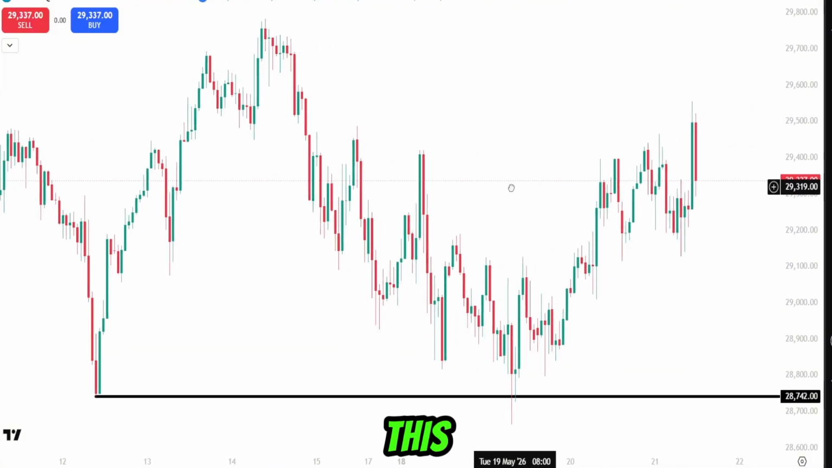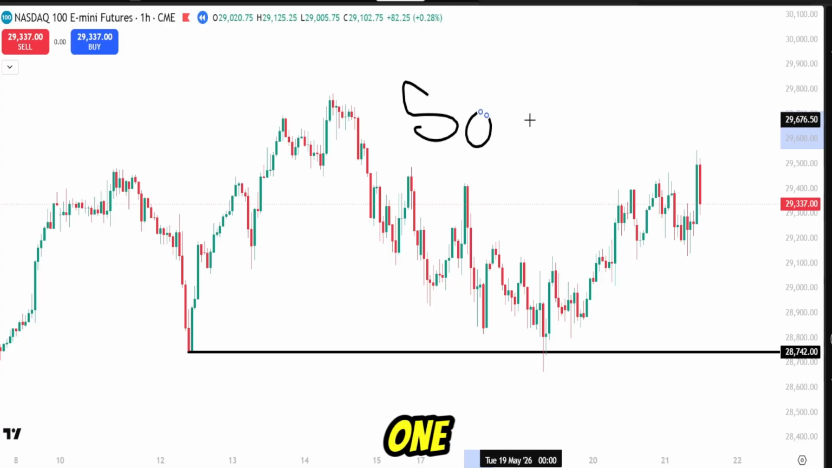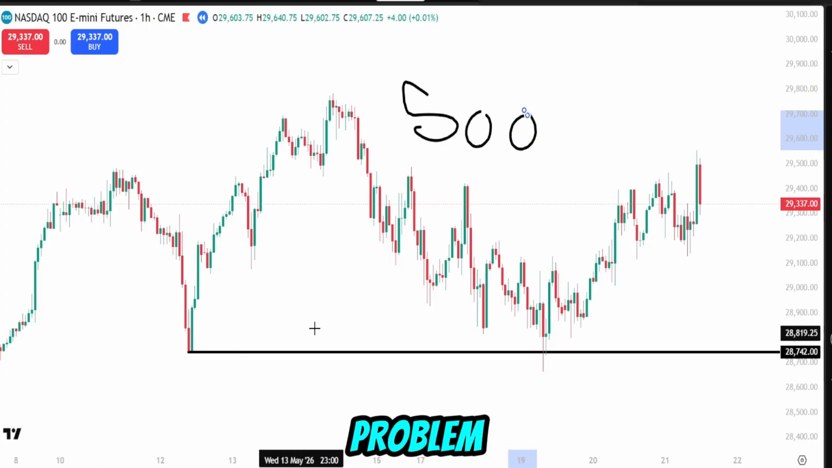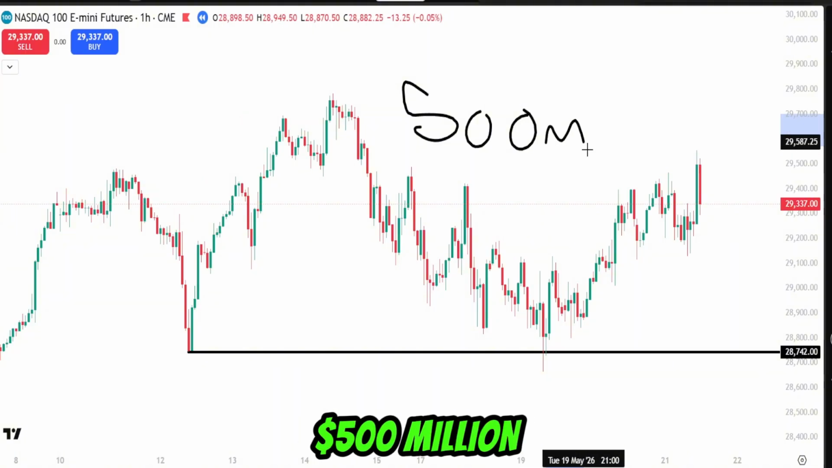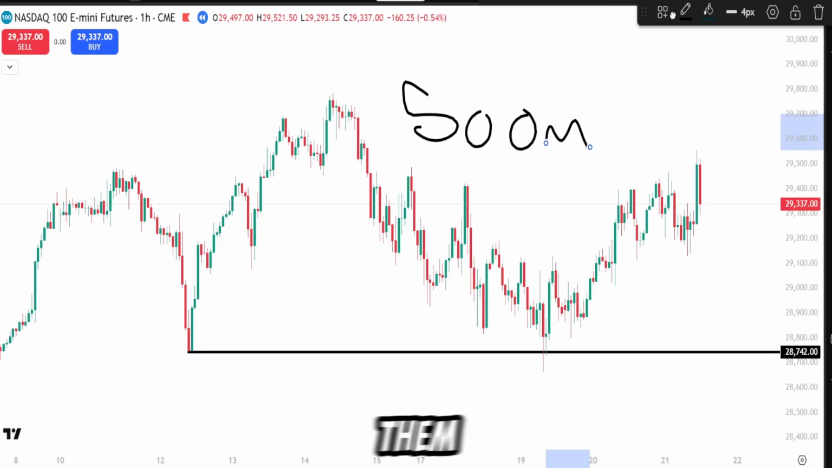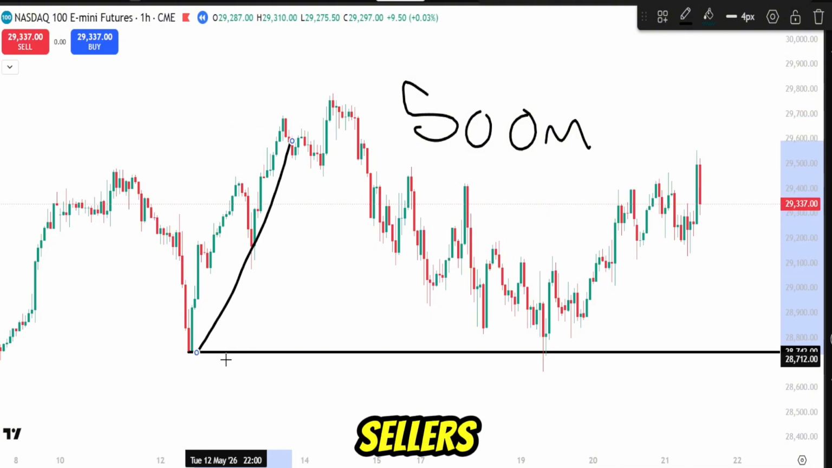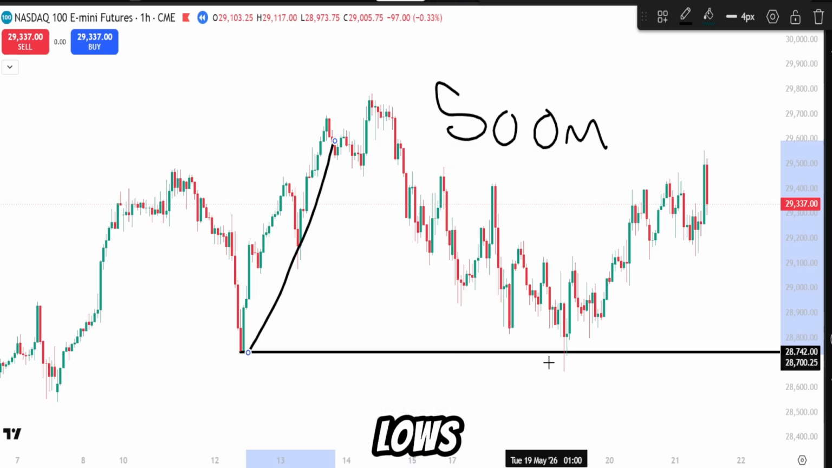Think about it like this. You and I can buy $500 worth of a stock with one click. No problem. But a big institution, a whale, needs to buy $500 million of that same stock. They can't just click buy, because the second they do, price spikes against them before their order even fills. So they need a massive amount of sellers all at once. And where are all those sellers sitting? Right below the swing lows, right where every retail trader placed their stop loss.